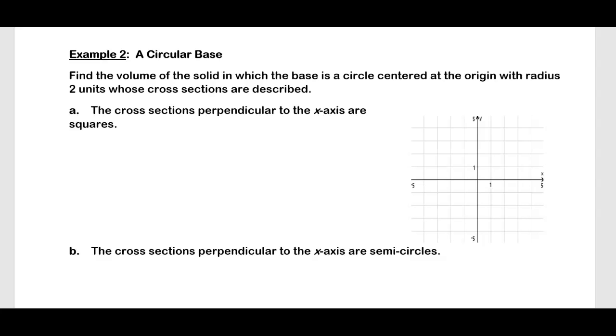Find the volume of a solid in which the base is a circle. Maybe this one will be easier for you because it's like my cylinder. Alright, so the base is a circle at the origin with a radius 2. So the circle is x squared plus y squared equals r squared, radius 2.